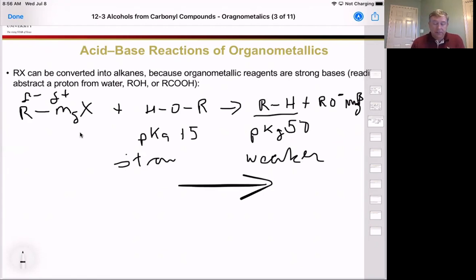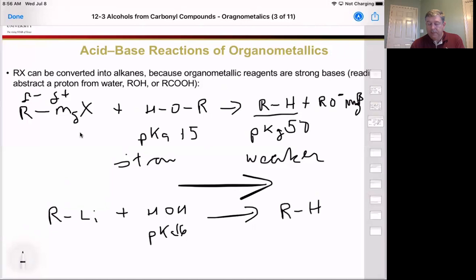Now, when we do this same reaction with water, we'll see the same thing. If we use some alkyl lithium reagent here, plus water, water has a pKa of about 16. And when it reacts, it'll form our alkane plus our lithium hydroxide. Okay, so this being said, it's very important that you don't have any water, alcohol, or carboxylic acids, or anything with a stronger acid than the alkane being formed in these solutions, or else they will quench the reaction.